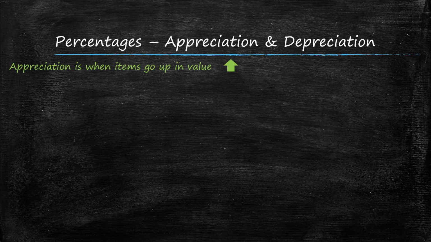Percentages, appreciation and depreciation. Appreciation is when items go up in value. Types of items that normally appreciate, well, houses normally in a normal market go up in value. Fine art normally goes up in value, and antiques can go up in value. Antique cars, antique furniture, antique jewellery, etc.